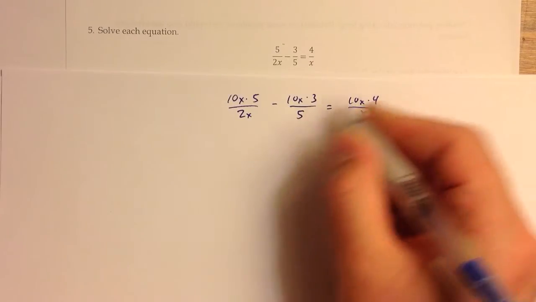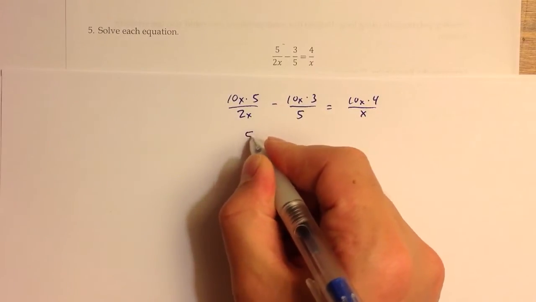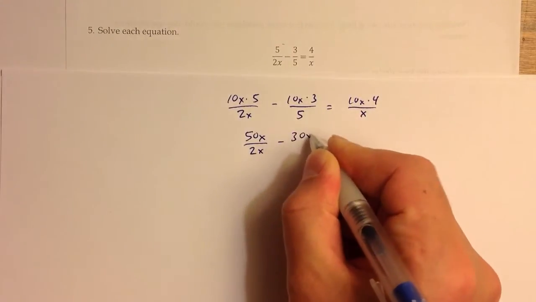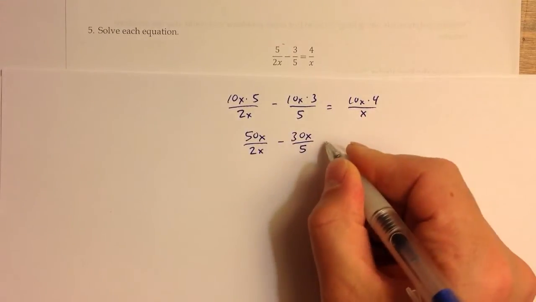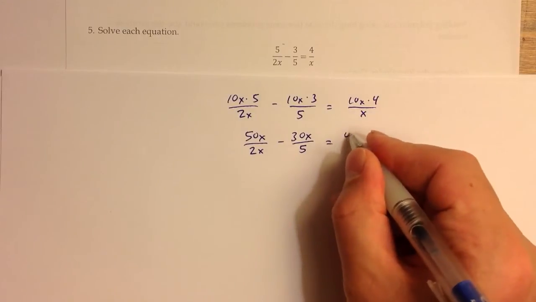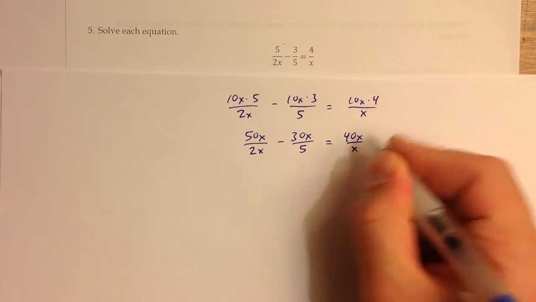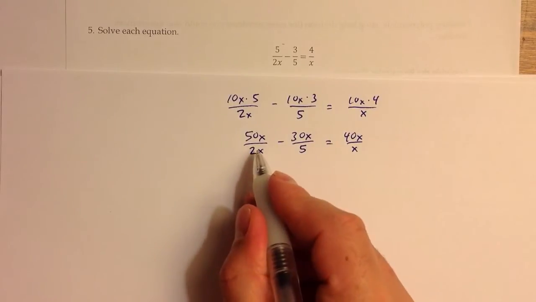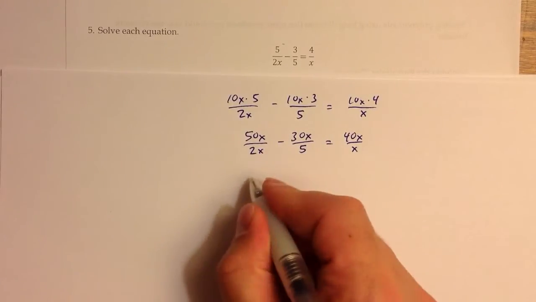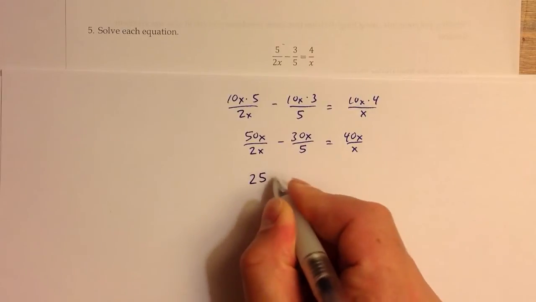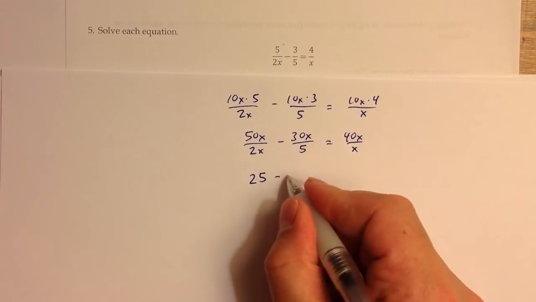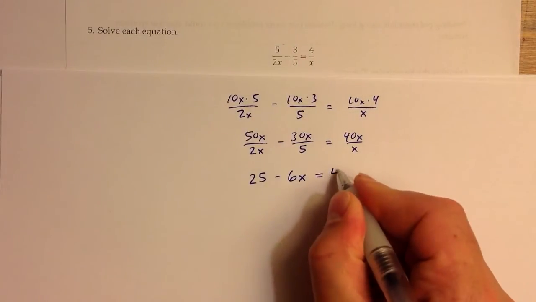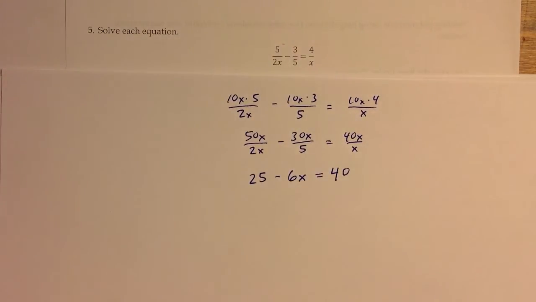divided by x. Simplifying the numerators a little bit, we get 50x over 2x minus 30x over 5 equals 40x over x. The first fraction here simplifies to just equal 25. 50 divided by 2 is 25. The x's cancel. Here, 30 divided by 5 is 6, so we're left with 6x minus 6x. And on the right-hand side, simply 40.